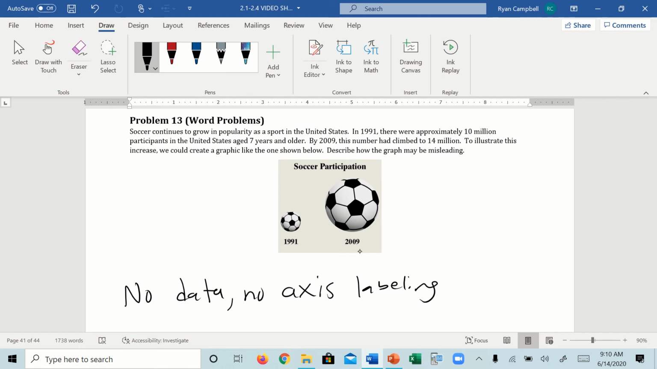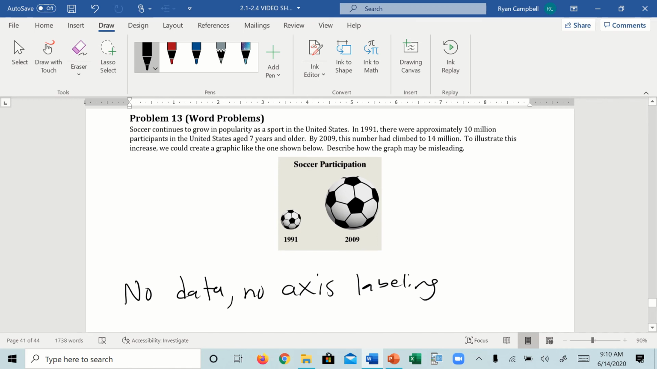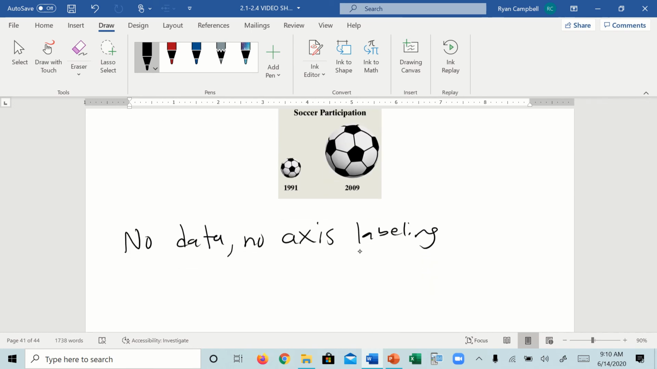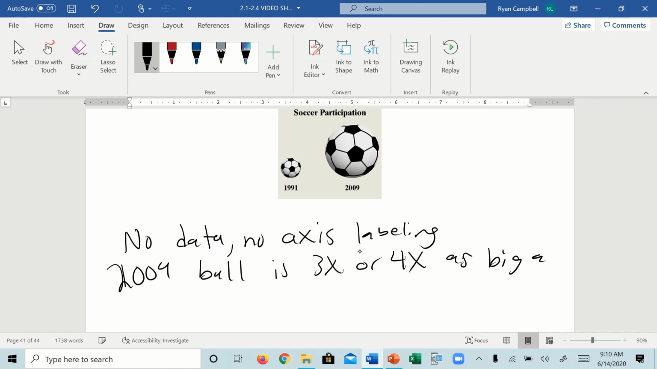Also, we can look at it, right? How many balls do you think you could put inside the 2009 one? How many of these could fit in here? So maybe 3 or 4 times as much. So the 2009 ball is 3 times or 4 times as big as the 1991 ball.